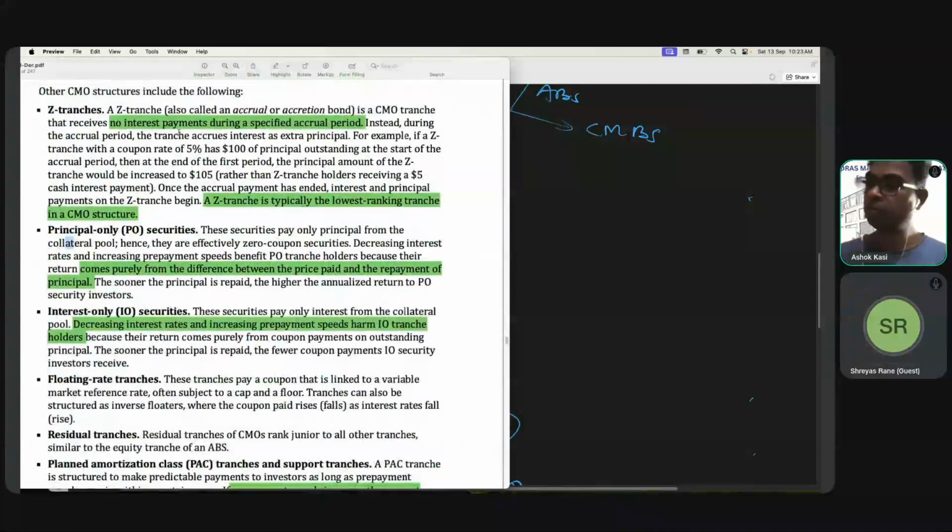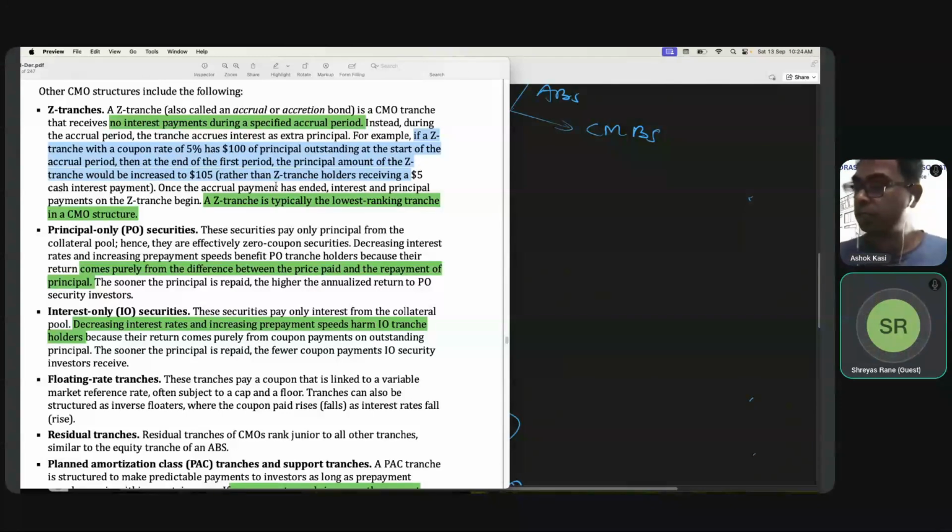So Z tranche means what? Z tranche is similar to zero coupon bond. No periodic interest paid. No interest is paid during a specified accrual period. After that only they will pay. Instead, during the accrual period, the tranche accrues interest as extra principal. For example, a Z tranche with a coupon rate of 5% has $100 of principal outstanding at the start of the accrual period. At the end of the first period, the principal amount of the Z tranche would be increased to 105. That means it is similar to zero coupon bond. Whatever has to be paid, it will be paid at the end.